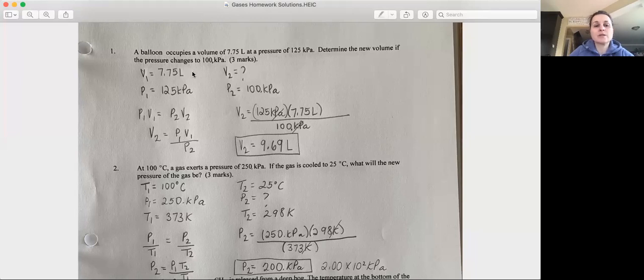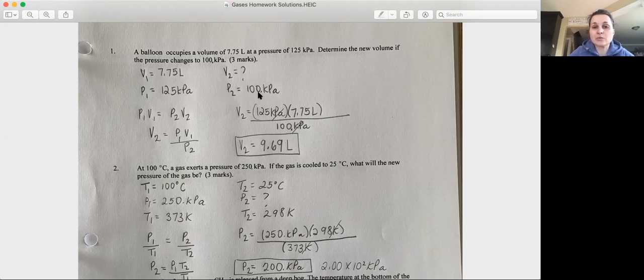Okay, so I always set up my initials, my ones on the left, and my final conditions, my twos on the right. We don't have to use GRASS method in grade 11. However, we still have to organize all of our math properly, making sure that whoever's marking our work can follow it. Okay, so I have my initial volume V1 at 7.75 liters, my initial pressure P1 at 125 kPa.